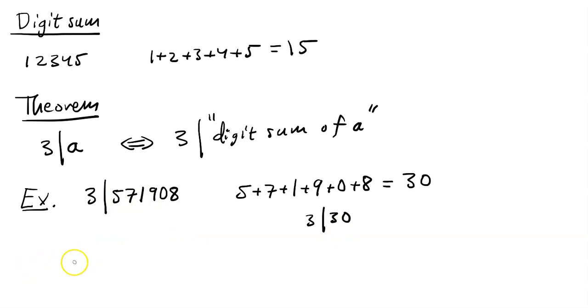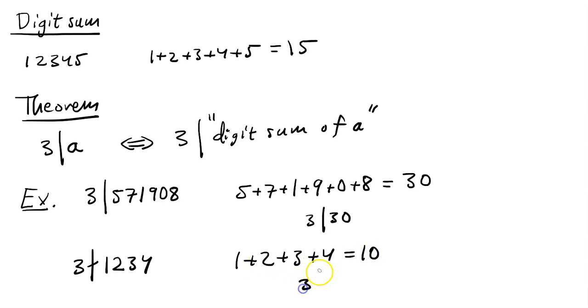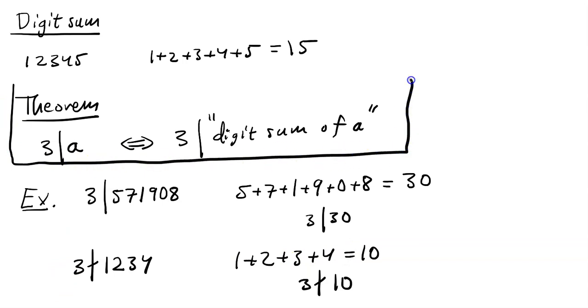Another example, let's show that 3 does not divide 1234. That's because if you take the digit sum, we have 7, 10. And 3 does not divide 10. So it does not divide the number either, since it doesn't divide its digit sum. So now we want to prove this one.